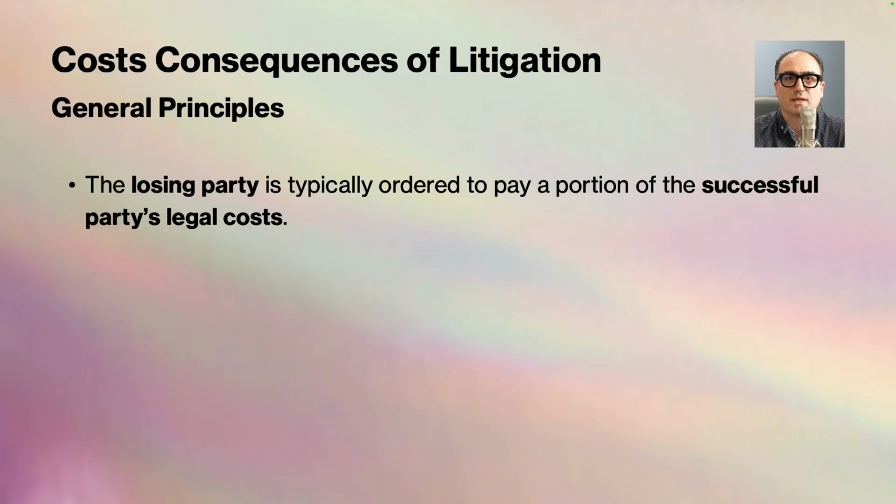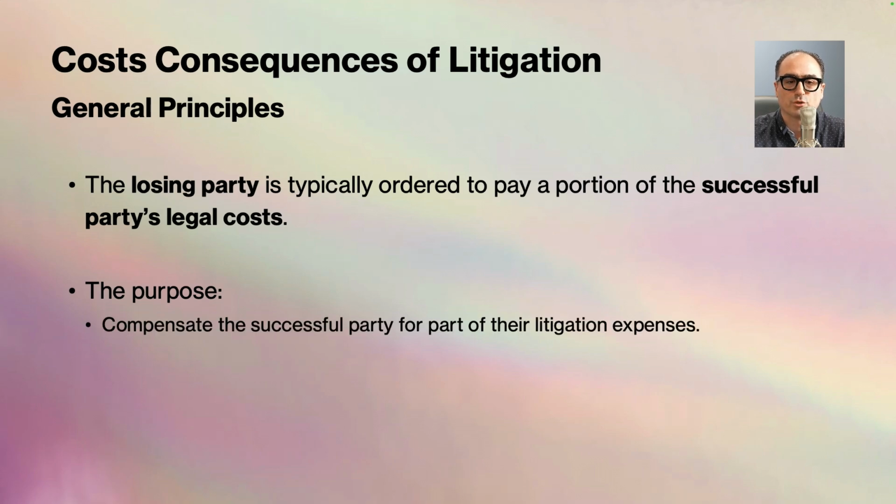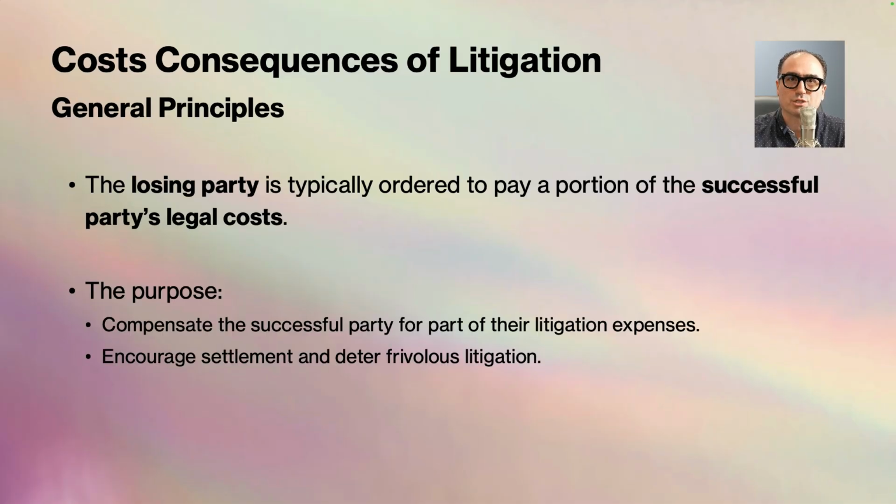So the cost consequences of litigation are important because Ontario has a loser pays system. And what that means is that a losing party typically has to compensate the successful party on a portion of the successful party's litigation costs. And the purpose of this is threefold. First, to compensate the successful party for their part of the litigation expenses, to encourage settlement and deter frivolous litigation, and also to promote the efficient use of court resources.